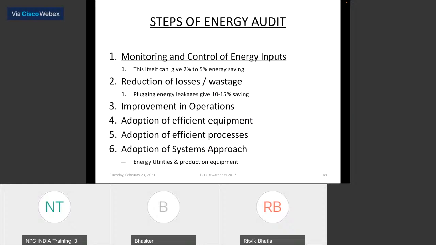You see, many times if you do not have a monitoring system or control of energy input, the losses are there which are not identified. So this itself can give you 2 to 5% of energy saving. Reduction of losses or wastages, plugging energy leakage gives 10 to 15% of saving. Improvement in the operation and adoption of this equipment, adoption of efficient processes, and adoption of system approach can take you to the energy saving.